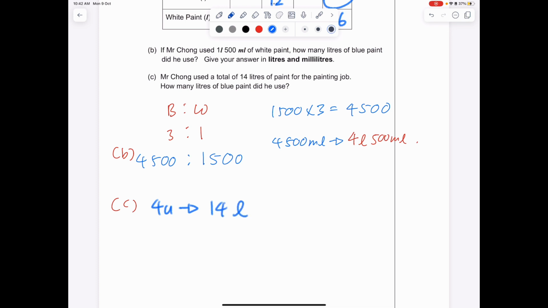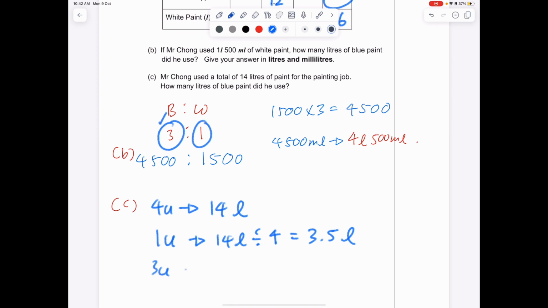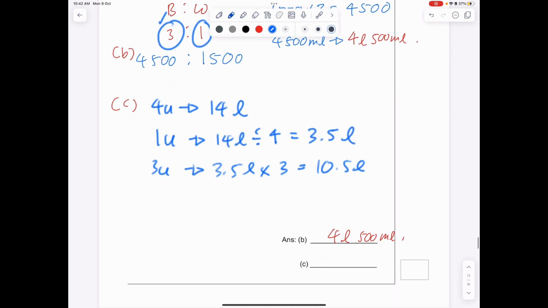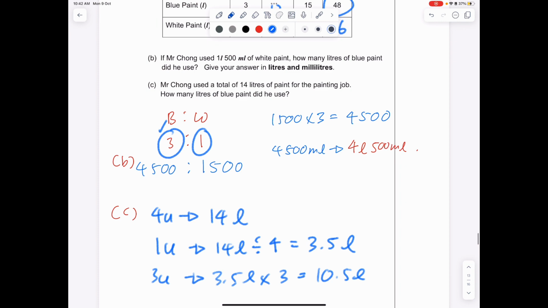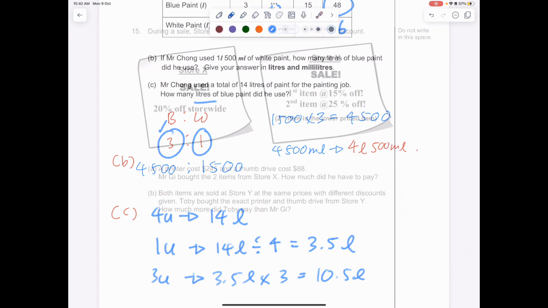Right? Okay. So then after that, what is 1 unit? 14 liters divided by 4. Your answer is 3.5 liters. So you know that your blue is 3 units and your white is 1 unit, but you want your blue. So 3 units would be 3.5 liters times 3. And your answer is 10.5 liters. So answer 10.5 liters. Okay? No need to do any more conversion because they only want liters.